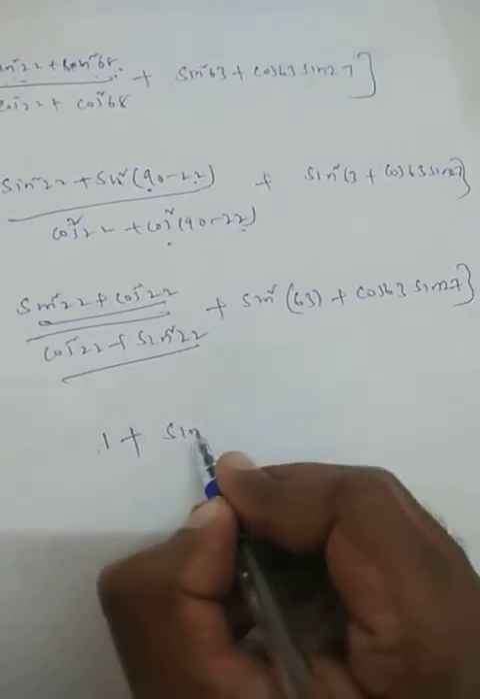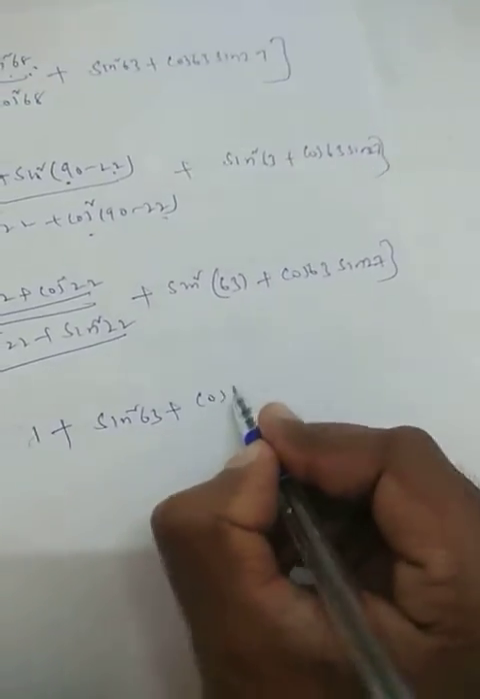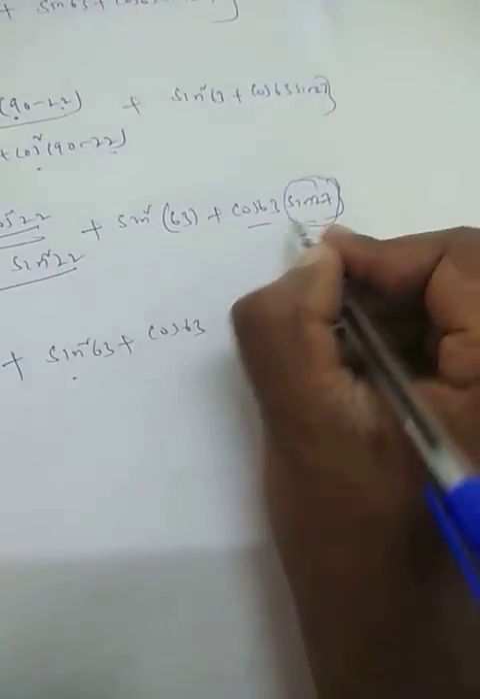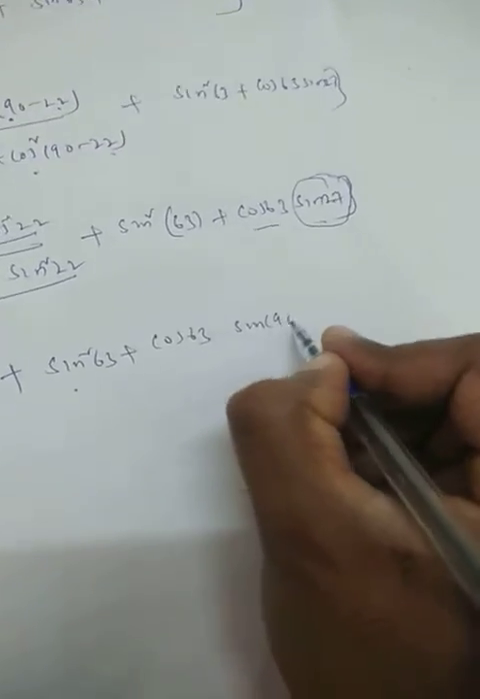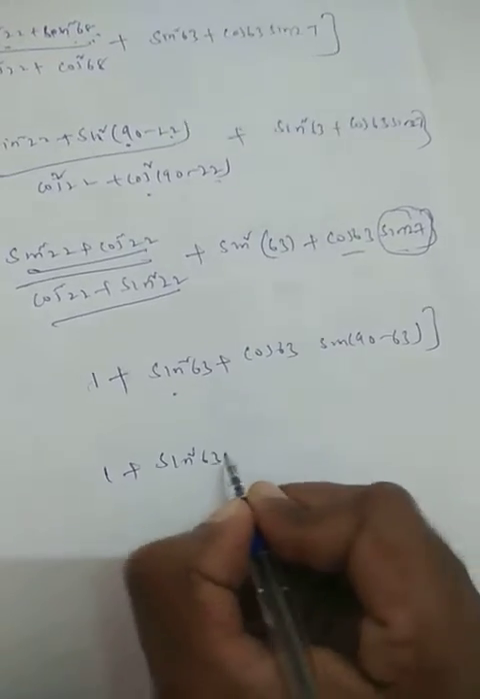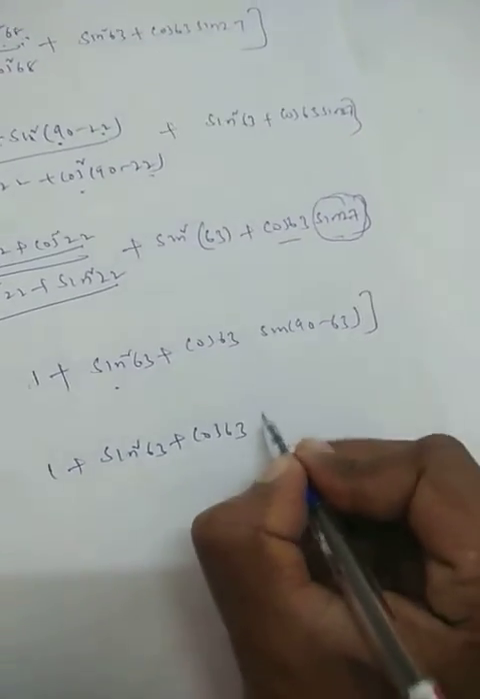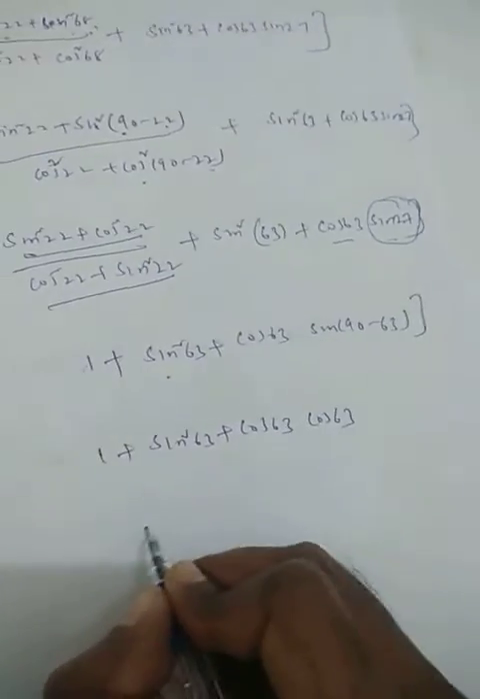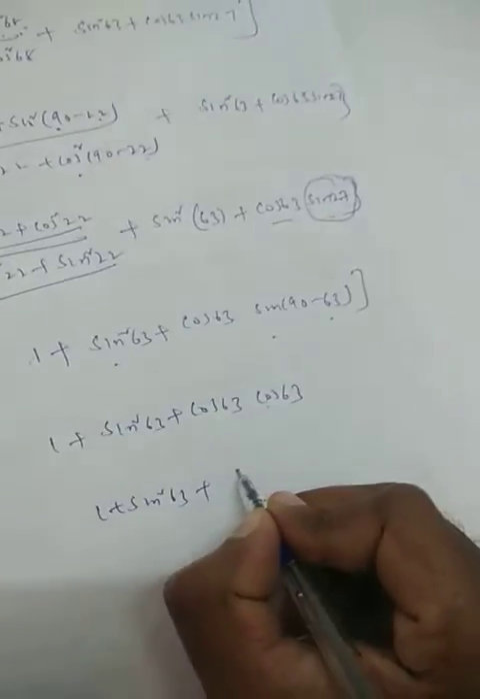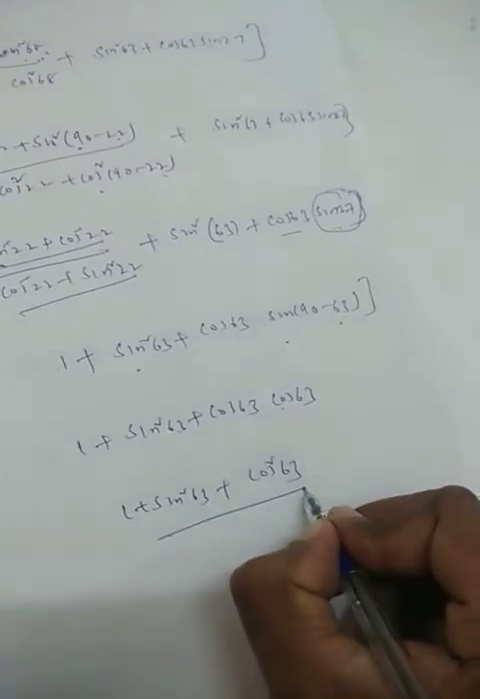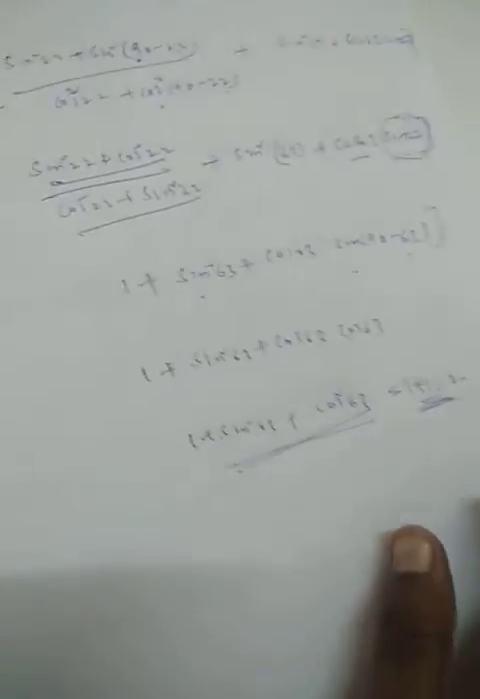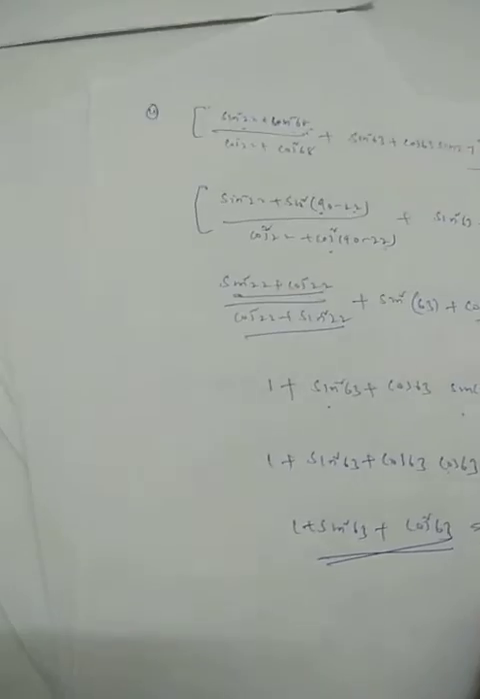1 plus, look at this carefully. This is sin square 63, and already this is cos 63. If possible, try to write this also in terms of 63. Sin(90 minus 63) can be given as cos 63. So 1 plus sin square 63 plus cos theta into cos theta, that is cos square theta. Cos square theta plus sin square theta is 1. 1 plus 1 is equal to 2. This is about question number 11.